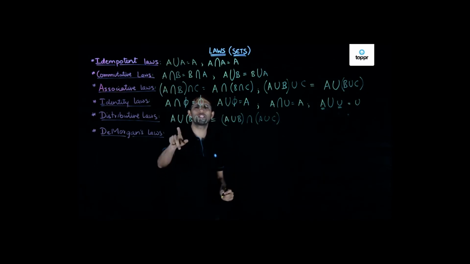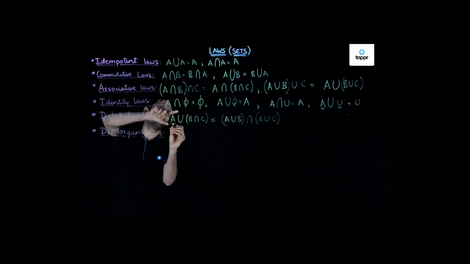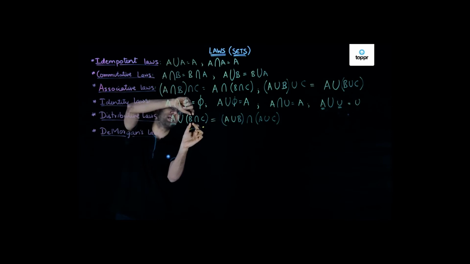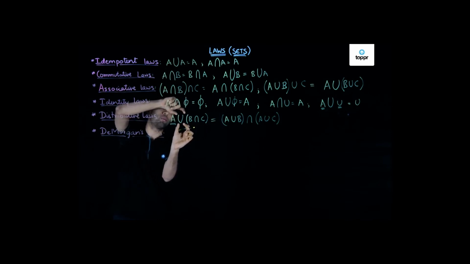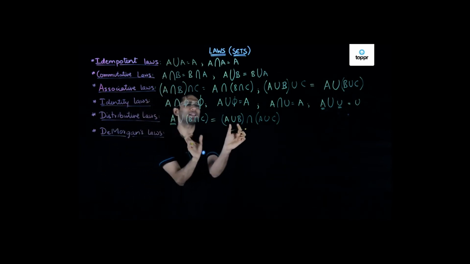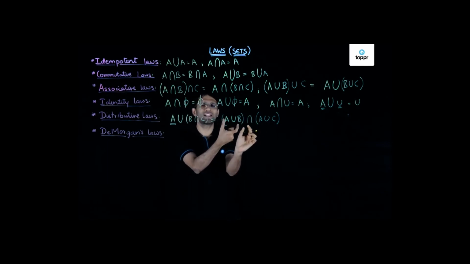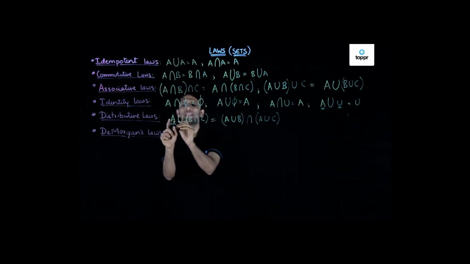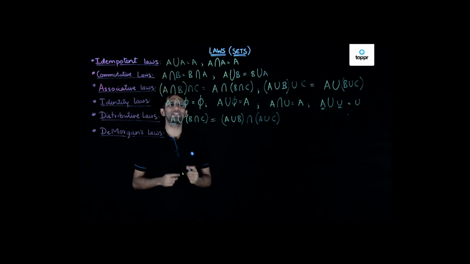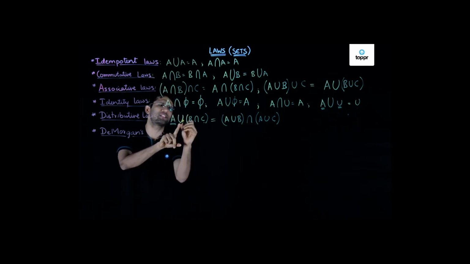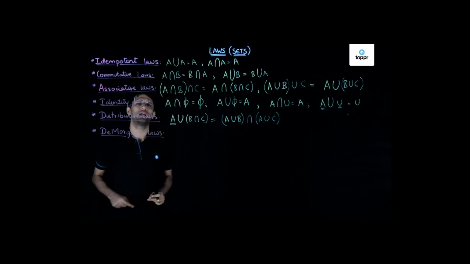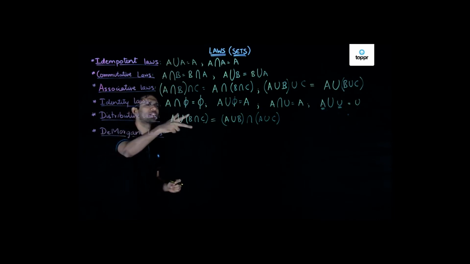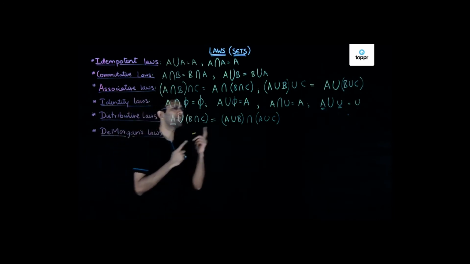So now this law states that this set A can be combined with this set B by a union operation, and then of that resulting set we take intersection with another set formed by combining A with set C. So it says that this union operation is distributive over intersection, and so this is the first statement of the distributive law. Let us look at the other statement.